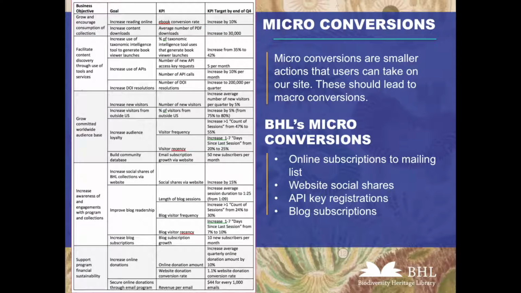While analyzing macro conversions, it's also important to define and track our micro conversions, or the smaller actions that users can take on our site. For BHL, these are online subscriptions to the mailing list, social shares of BHL content via website sharing buttons, API key registrations, and blog subscriptions. These actions provide BHL with opportunities to build brand awareness and maintain touch points with users that may inspire future macro conversions.